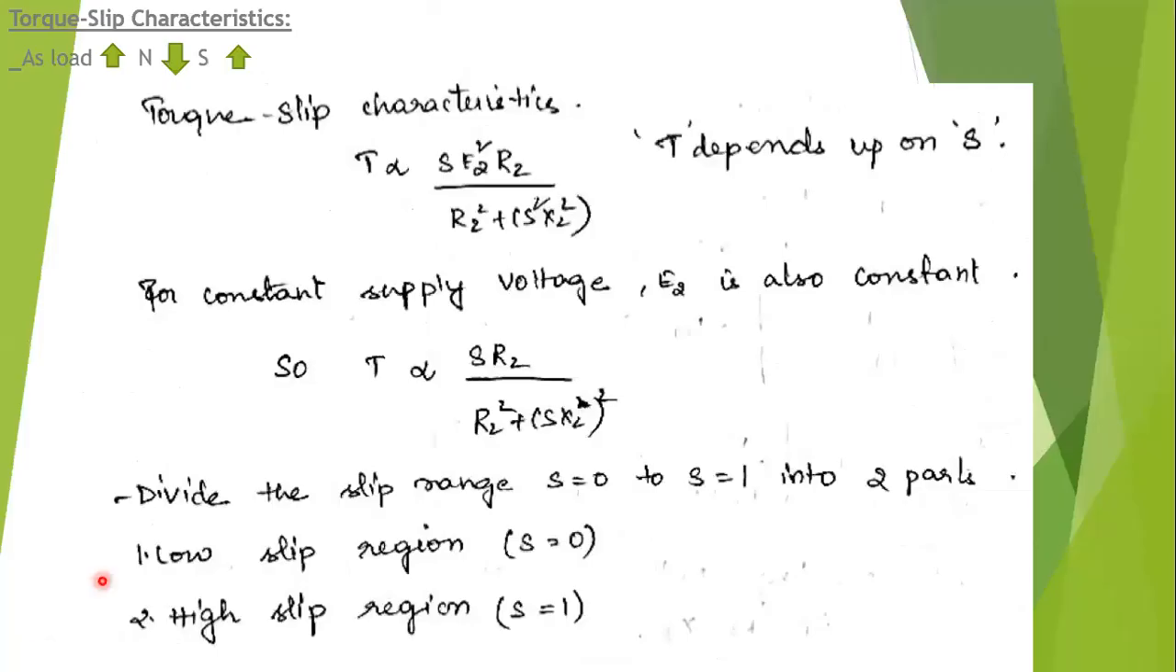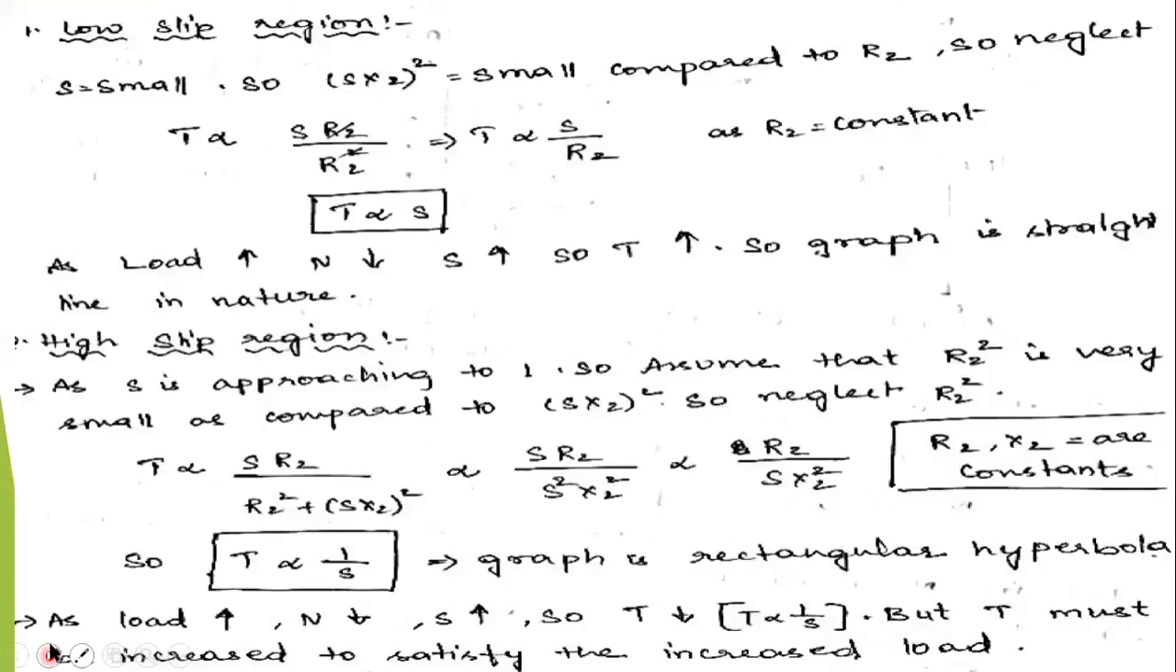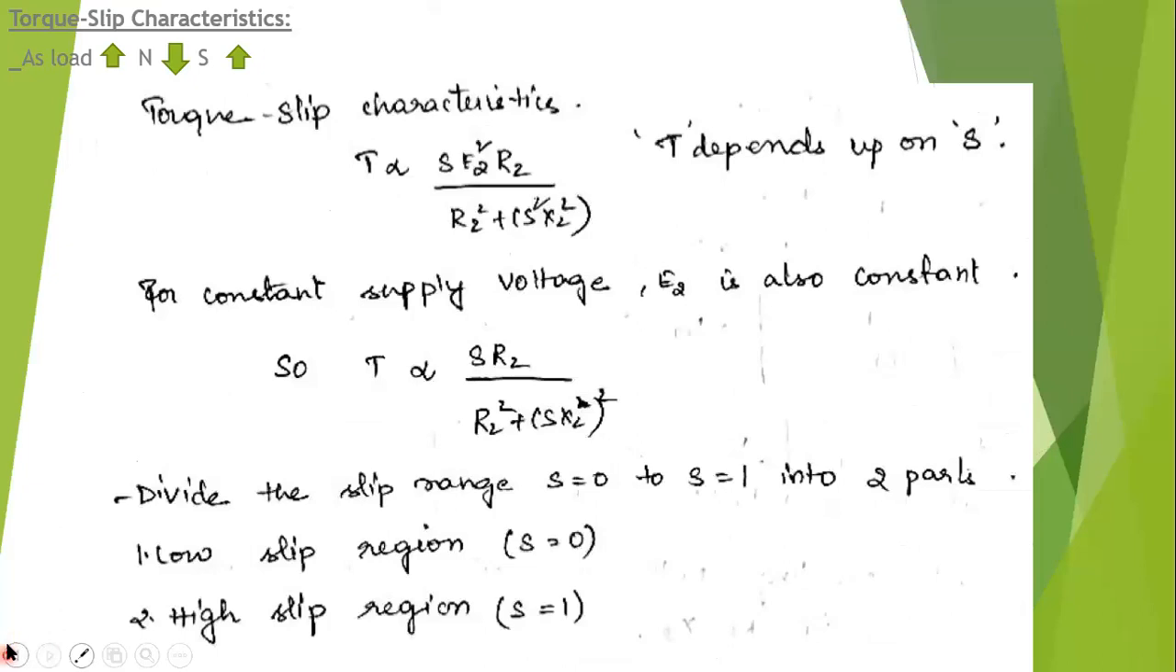I am dividing the characteristics into two parts: the low slip region and the high slip region. In the low slip region, take the previous equation, where T is directly proportional to SR2 by R2 square plus SX2 whole square. Take this second equation.